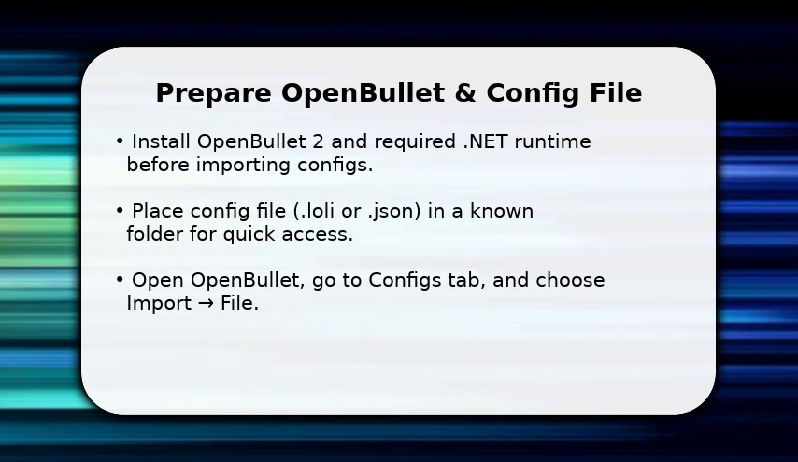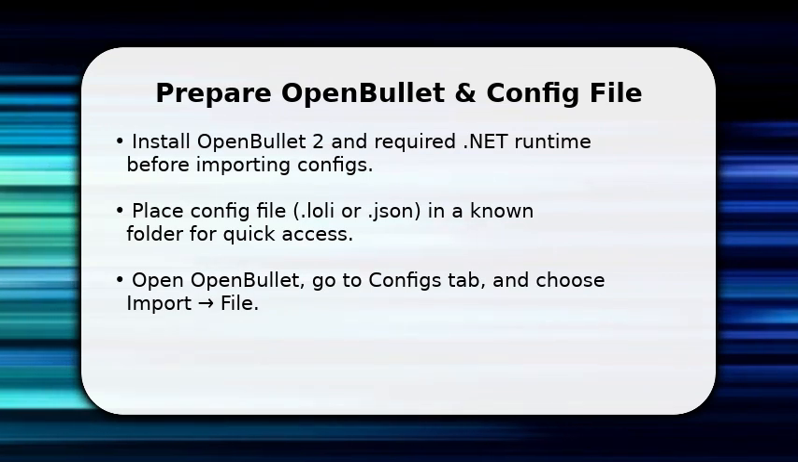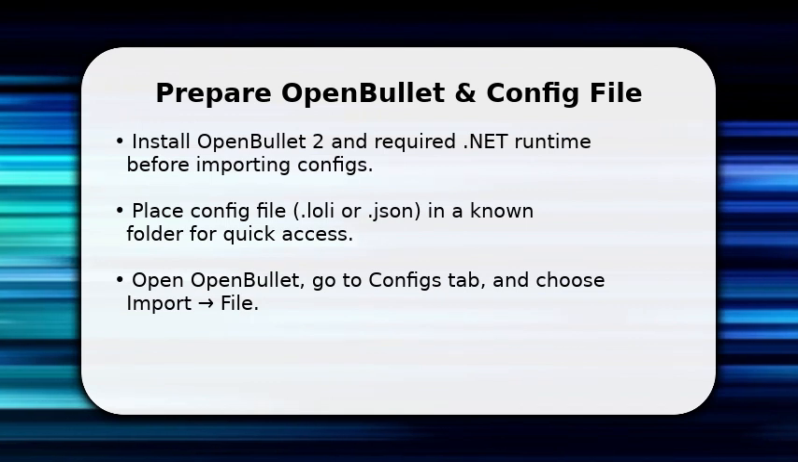You already have OpenBullet installed. Now get your config file ready. First, open OpenBullet and navigate to the Configs tab so you can import immediately. You'll import a .loli or JSON file from your folder. Use the Import Right Arrow File option to pull it into the app.